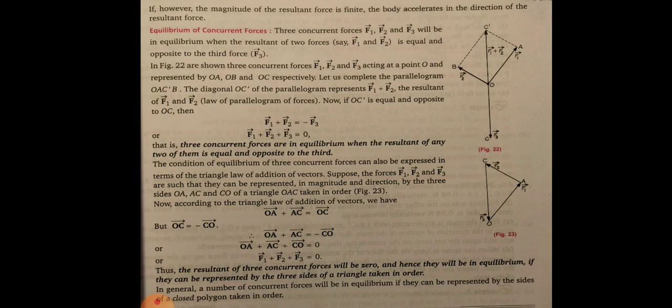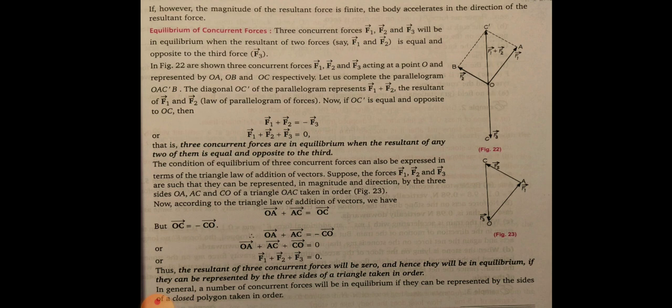Now let us understand equilibrium of concurrent forces. You already know that if many forces are in equilibrium, resultant of the forces should be zero. Here three forces are given, F1, F2 and F3. They are concurrent forces and they are in equilibrium, means resultant is zero.